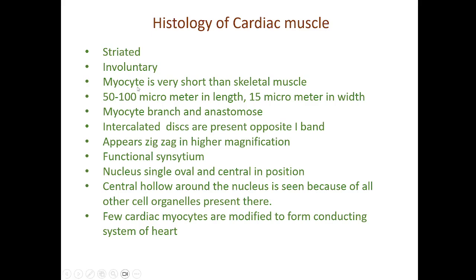Here, the myocytes will be comparatively shorter than that of the skeletal muscle. The length varies from 50 to 100 micrometer and width is 15 micrometer. The specific feature of these myocytes is they are cylindrical, but the myocytes will branch and they will anastomose. They will join with each other. They branch, they join, they branch, they join. So they are forming a functional syncytium, so that they can contract together. We call it a functional syncytium.